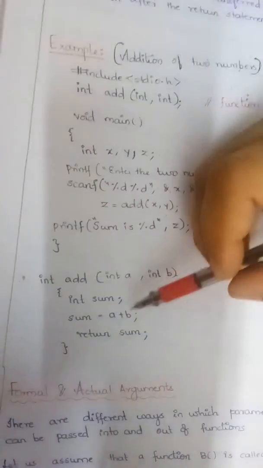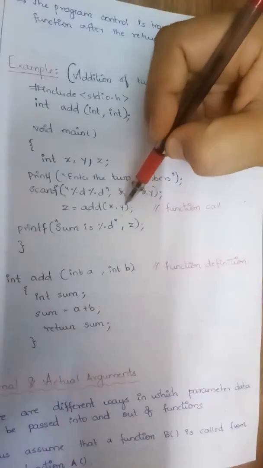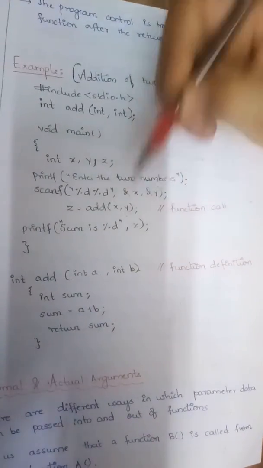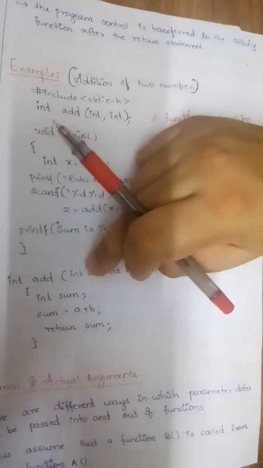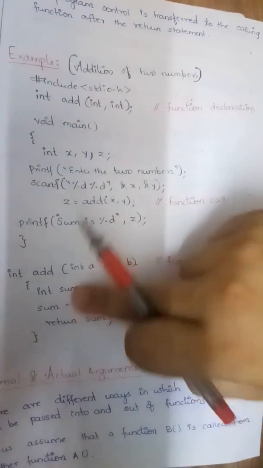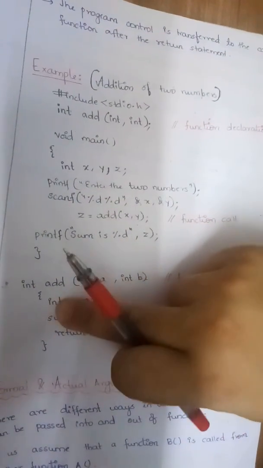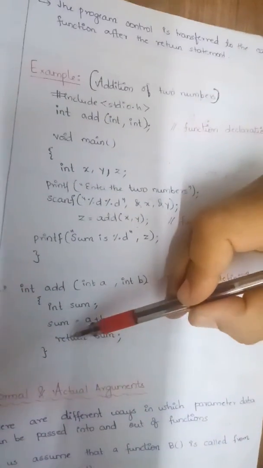We have called the function add x comma y. So x will have a value, y will have a value. For example 2, 3. So this 2 and 3 is carried along and stored in a and b: a will be 2 and b will be 3. So it will add the values. So 2 plus 3 is 5. 5 will be stored in sum. And finally I am returning the value inside sum.